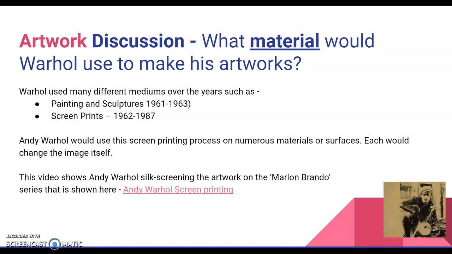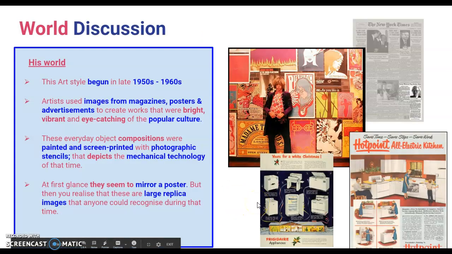Artwork discussion. What material would he have used to make his artworks? Now, he used something called screen printing, and this allowed him to produce works over and over again, like a machine. So here's another little video to watch of him with the silk screen printing process. That's the technique he used. So watch that little video about how he made his artworks. Some great information here. I won't read through all of it.